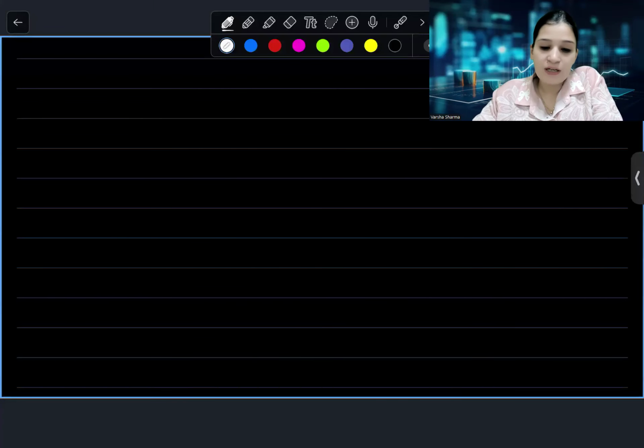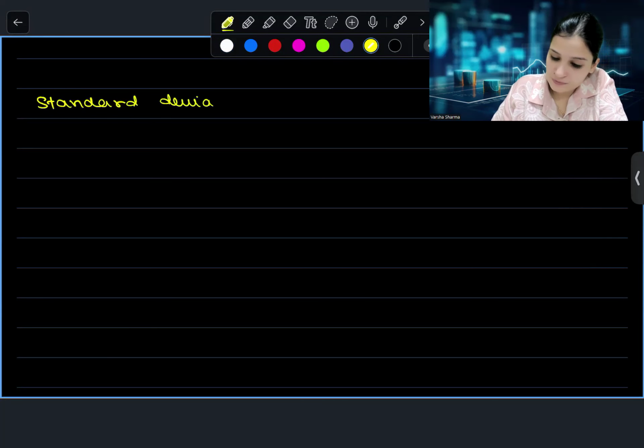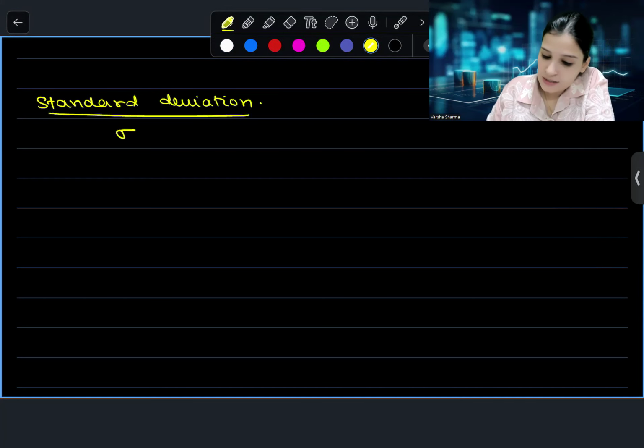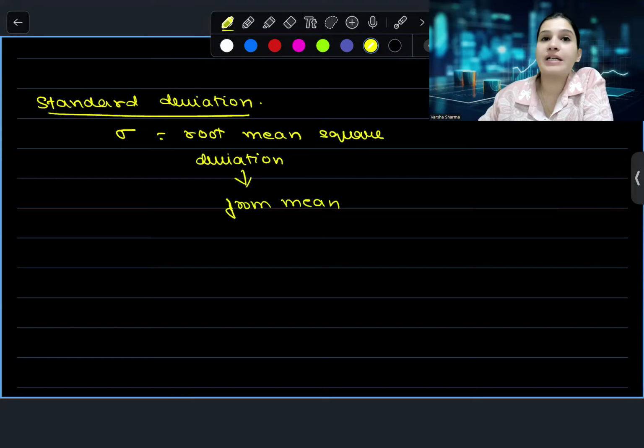We'll talk about now the last topic, that is standard deviation. The symbol is sigma. It is basically root mean square deviation. In this case, the deviation is only calculated from the mean. Only in mean deviation do we calculate from median and mode also. But in standard deviation, the deviation is only calculated from the mean.